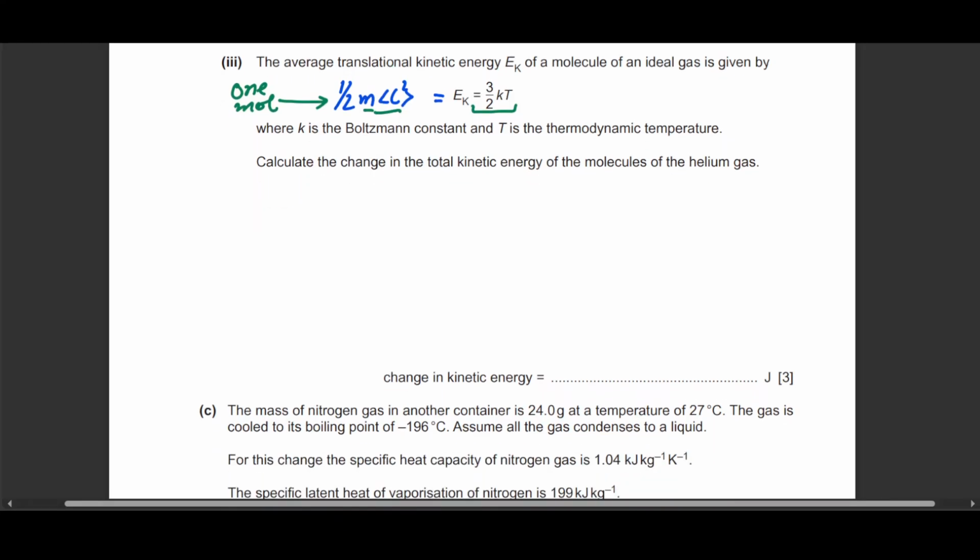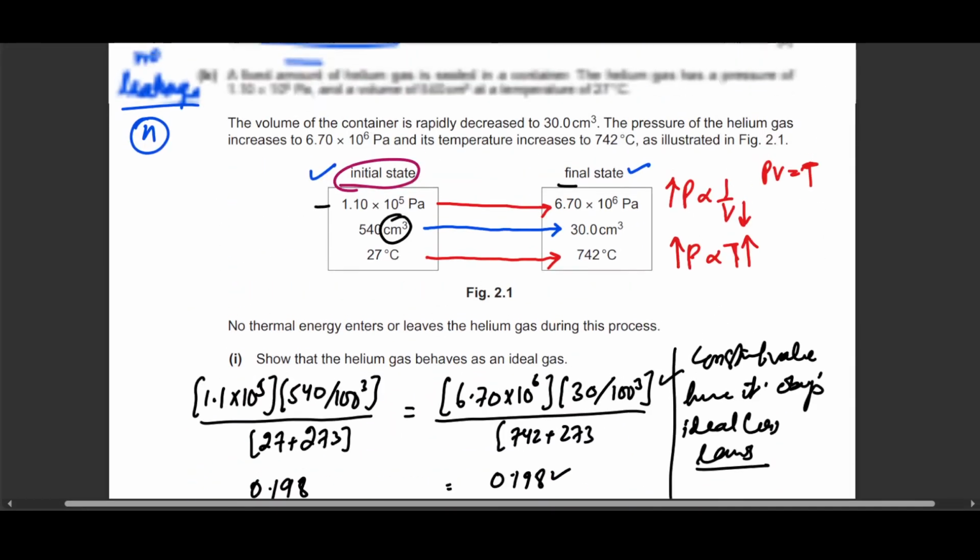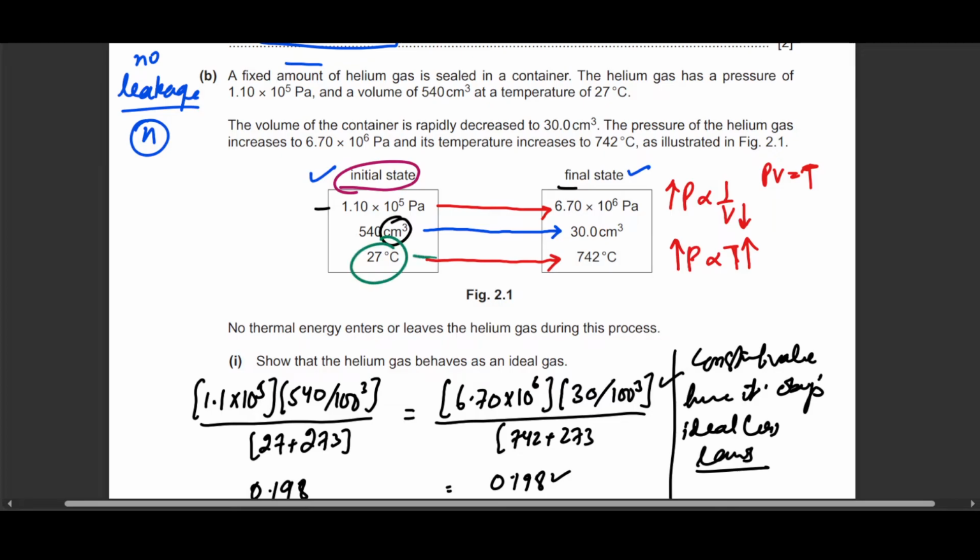Okay, so let's see what the examiner is going to ask you. It says where k is the Boltzmann constant, we understand that. Now notice how he mentions thermodynamic temperature. He says it's thermodynamic so that you can write this in terms of Kelvin. Calculate the change in total kinetic energy of the molecules of helium gas. Now, of course, we understand that the temperature has changed from 27 to 742. And this change of temperature is only represented by the kinetic energy.